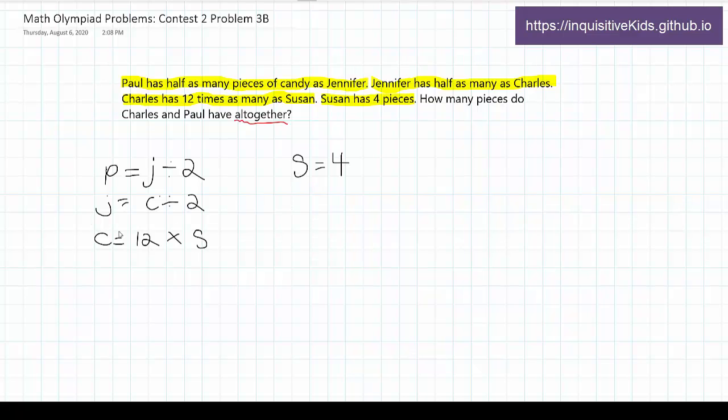Let's start with this equation. C equals 12 times S. Since we already know that S equals 4, let's replace S with 4. C equals 12 times 4. 4 times 12 equals 48. That means C equals 48.